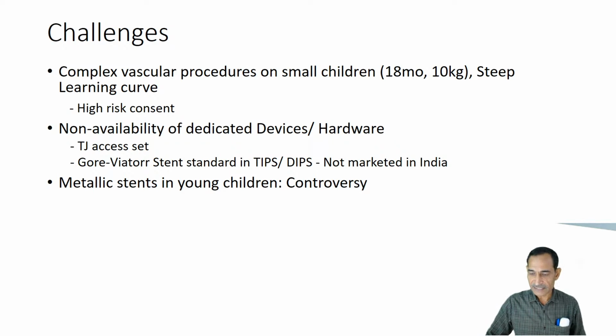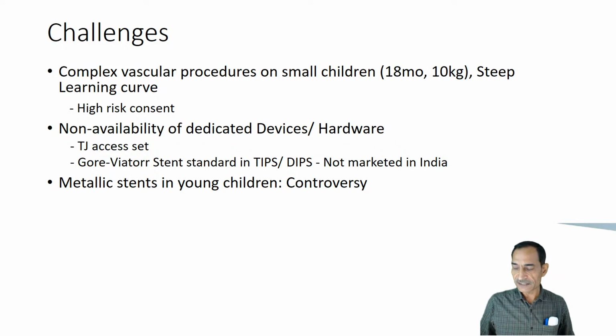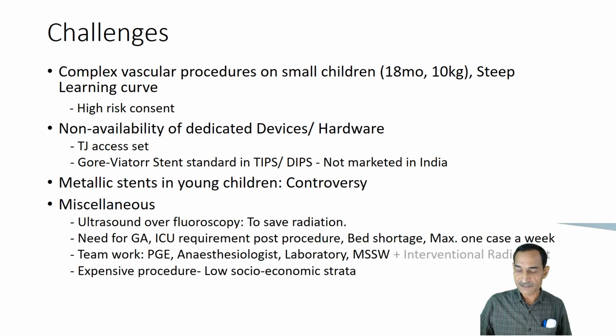Then the use of metallic stents in young children is inherently a controversial thing, which many people argue because with time, the child's dimensions would outgrow that of a stent. So many people may not want to use this in the first place, which is our strategy also. We try and do angioplasty as far as possible in the beginning and use stents and DIPS only if required. And hopefully in times to come, we may see bioabsorbable or biodegradable stents. Until that time, we continue to use what we are using.